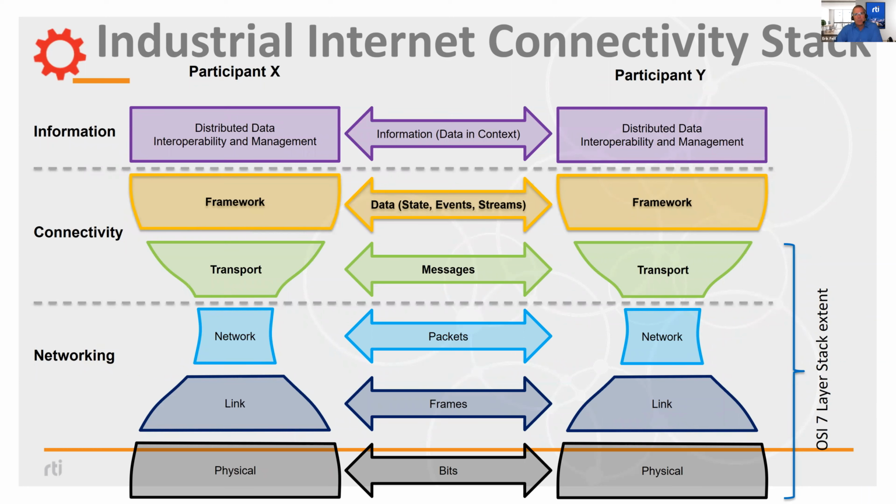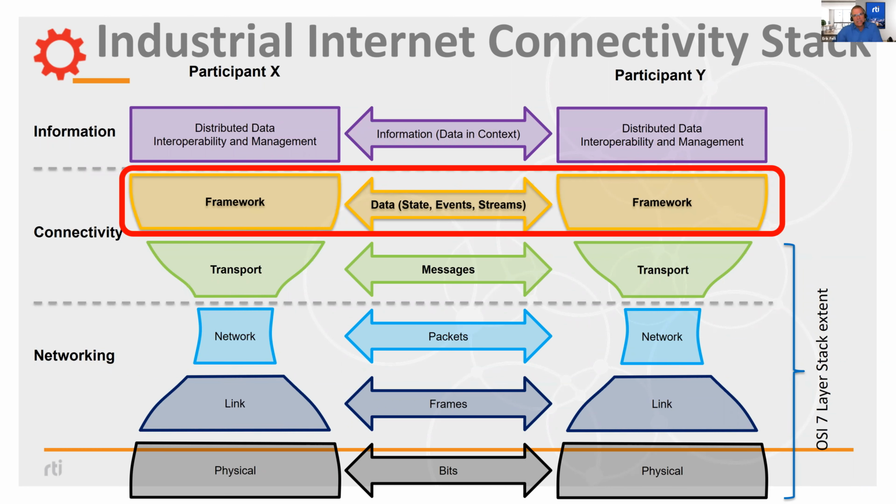DDS fits on top of the OSI 7-layer stack. This is what that looks like. And really this is called the Industrial Internet Consortium's connectivity stack. It's 9 layers instead of 7 because we needed another layer for that additional ability to stream data, events, and look at states and so forth. Truly, this is the interoperability piece of it. And again, indifferent to network, hardware, software, and all of those other things.